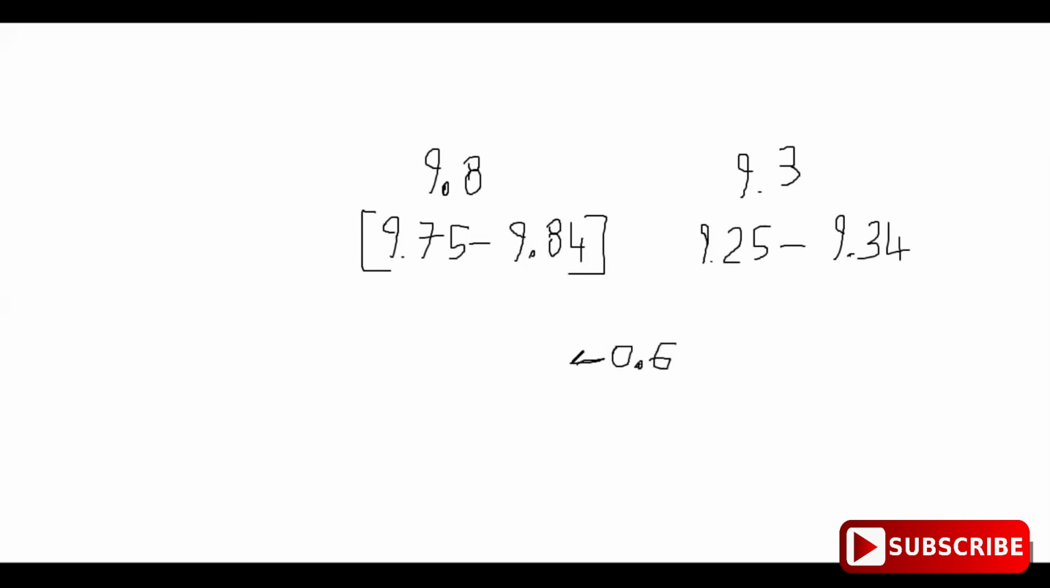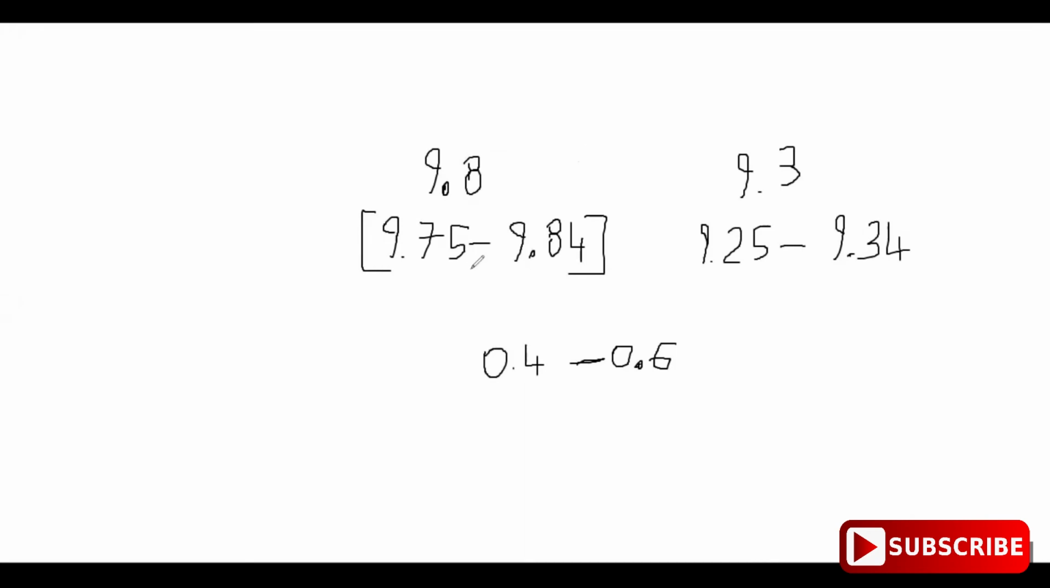Now to get the lower bound, we're going to say 9.75 minus 9.34. Tell me what you get. 0.41. So the bound is between 0.4 and 0.6.